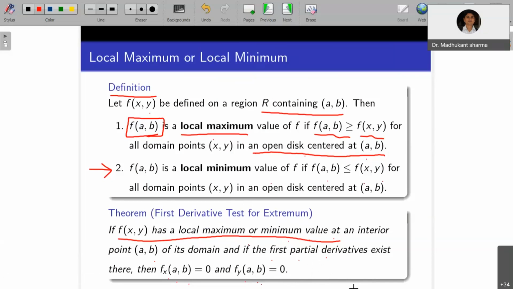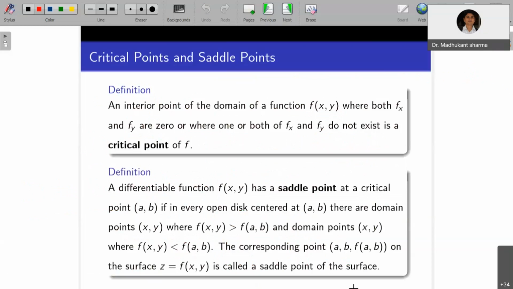Okay, right. Now let's define the definition of critical points. And here you will see one more definition, which is known as saddle point. That we will come to.